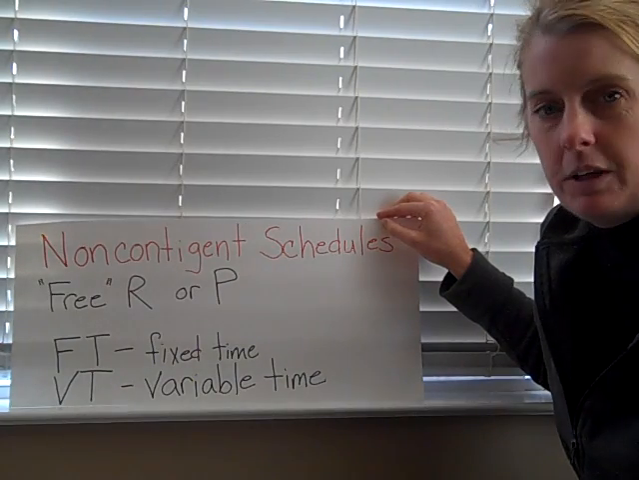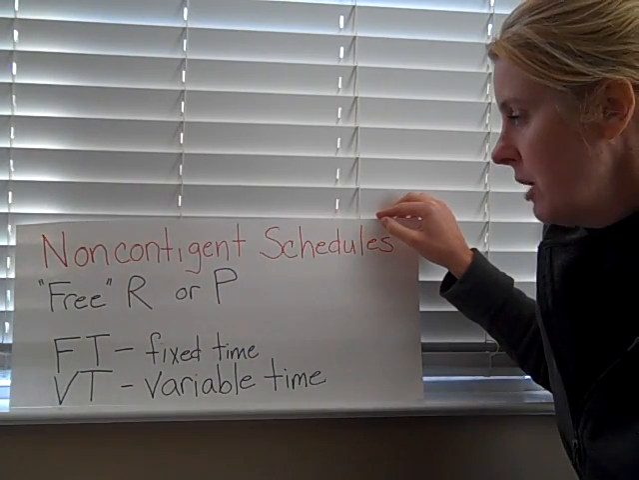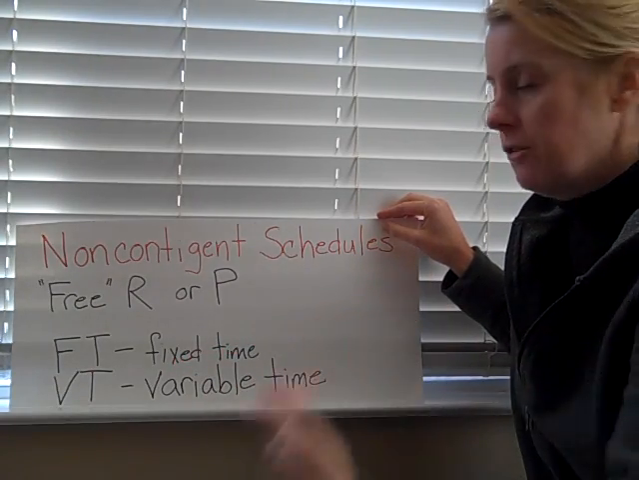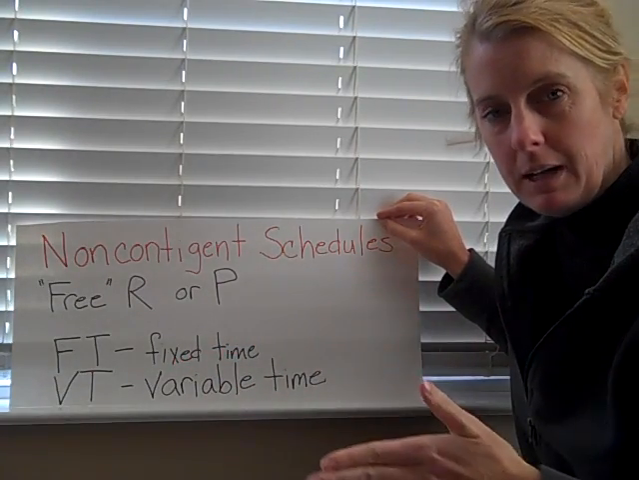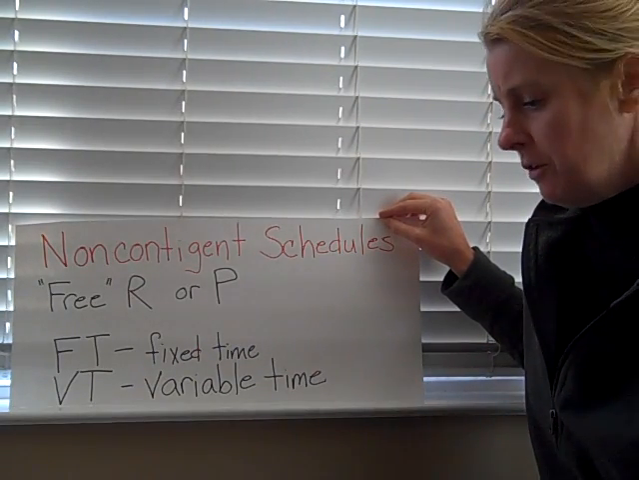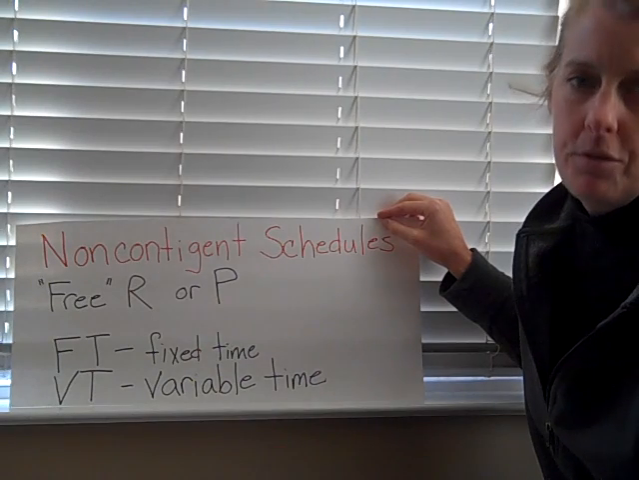Now, these might happen perhaps on a schedule. So we have FT, which is fixed time. You might get some kind of free reinforcer after a set amount of time has passed. And again, you don't have to do anything to get it. So like your book says, Christmas presents or birthday presents.